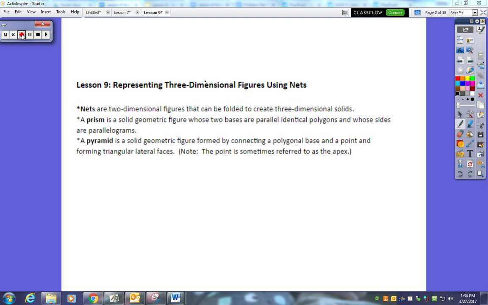A prism is a solid geometric figure whose two bases are parallel, identical polygons and whose sides are parallelograms. Again, we'll see some examples as we go through. A pyramid is a solid geometric figure formed by connecting a polygonal base and a point and forming triangular lateral faces. Again, we'll go through some examples, and just as a side note, the point is sometimes referred to as the apex. So again, we'll see what these things are as we work through the lesson.